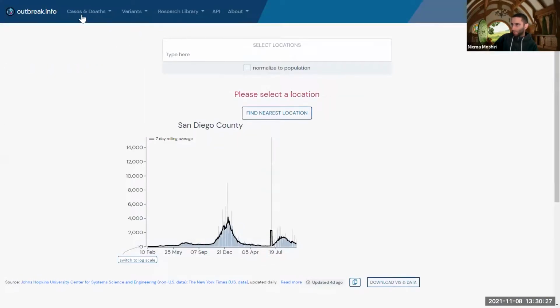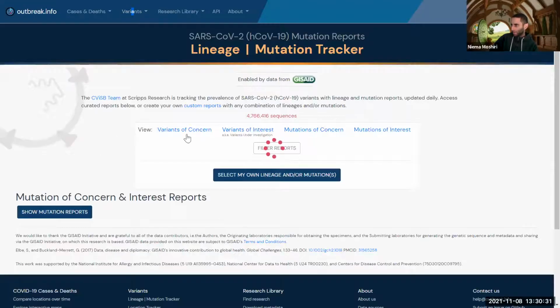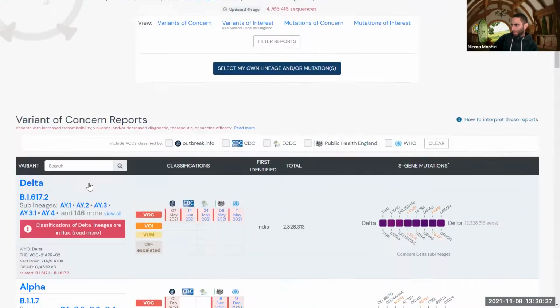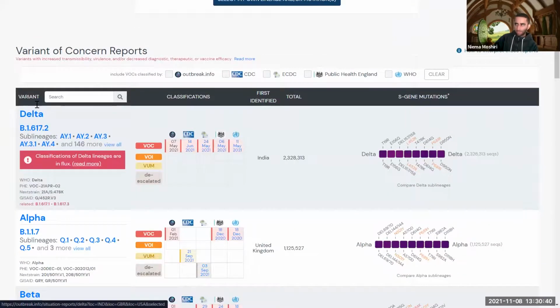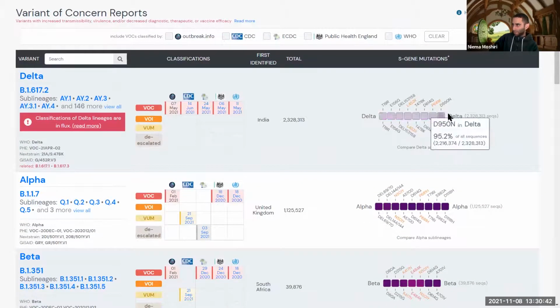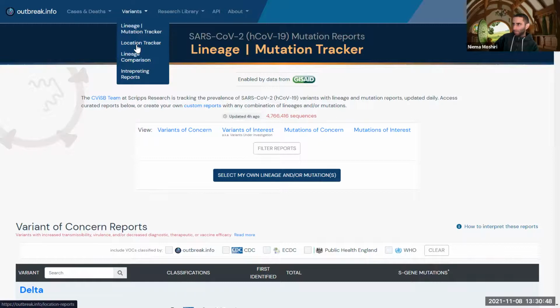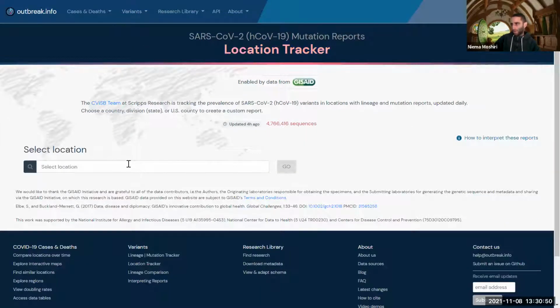Yeah. Versus, let's say that I want to look at variance overall. I can click on the variance section and do the lineage mutation tracker. It has all the different variants, and I can look at them and see what mutations it has, what some info about it is. Maybe I want to see, for each location, what variants are prevalent.